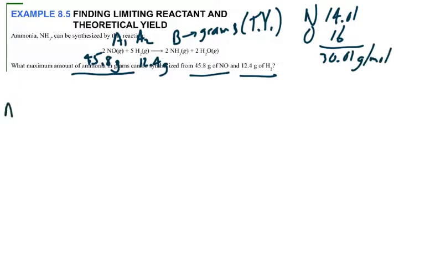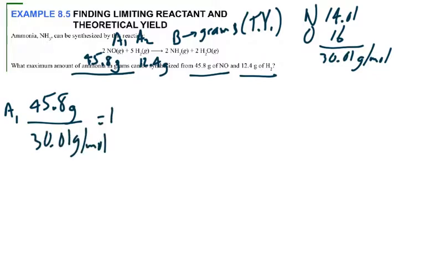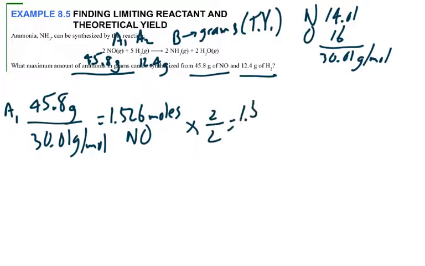So in step 1, which is A1, we're going to change the 45.8 grams into moles by dividing by the molar mass of NO. That's going to give us 1.526 moles of A, which is NO. Once you change to moles, the next step is the mole ratio. In this case, the mole ratio B over A is 2 over 2. So the number stays the same, 1.526, and it'll be moles of B, which is NH3.